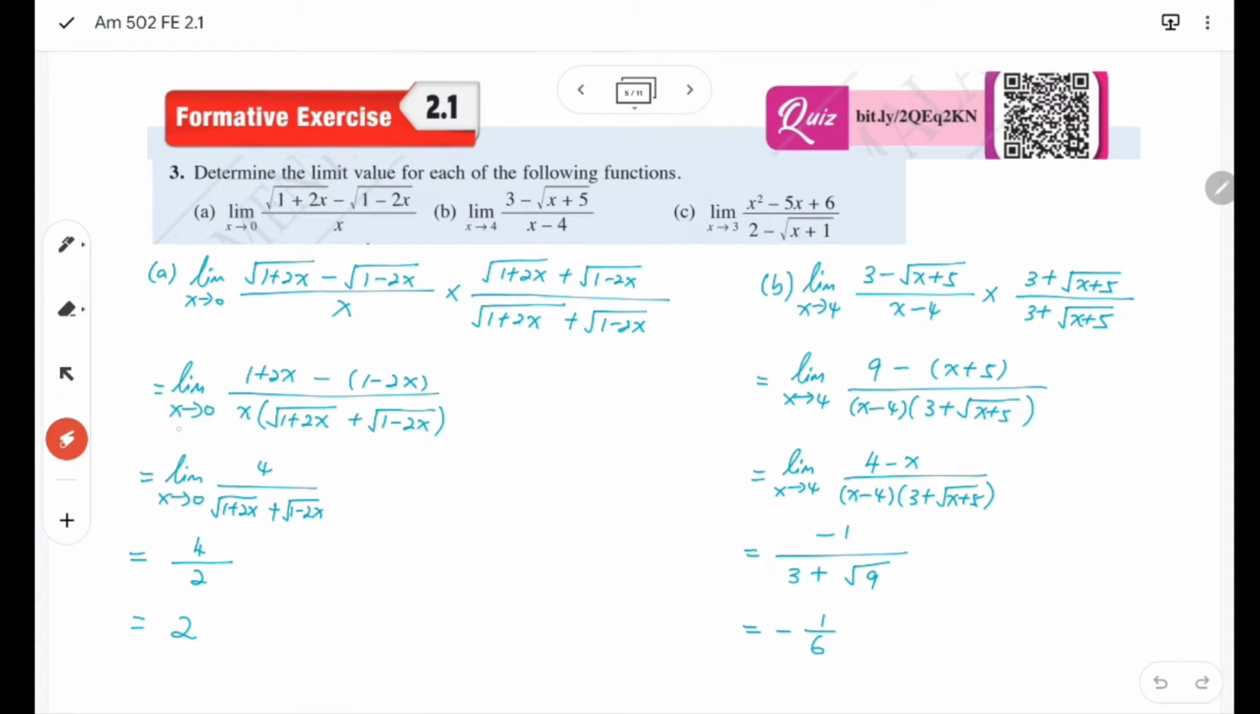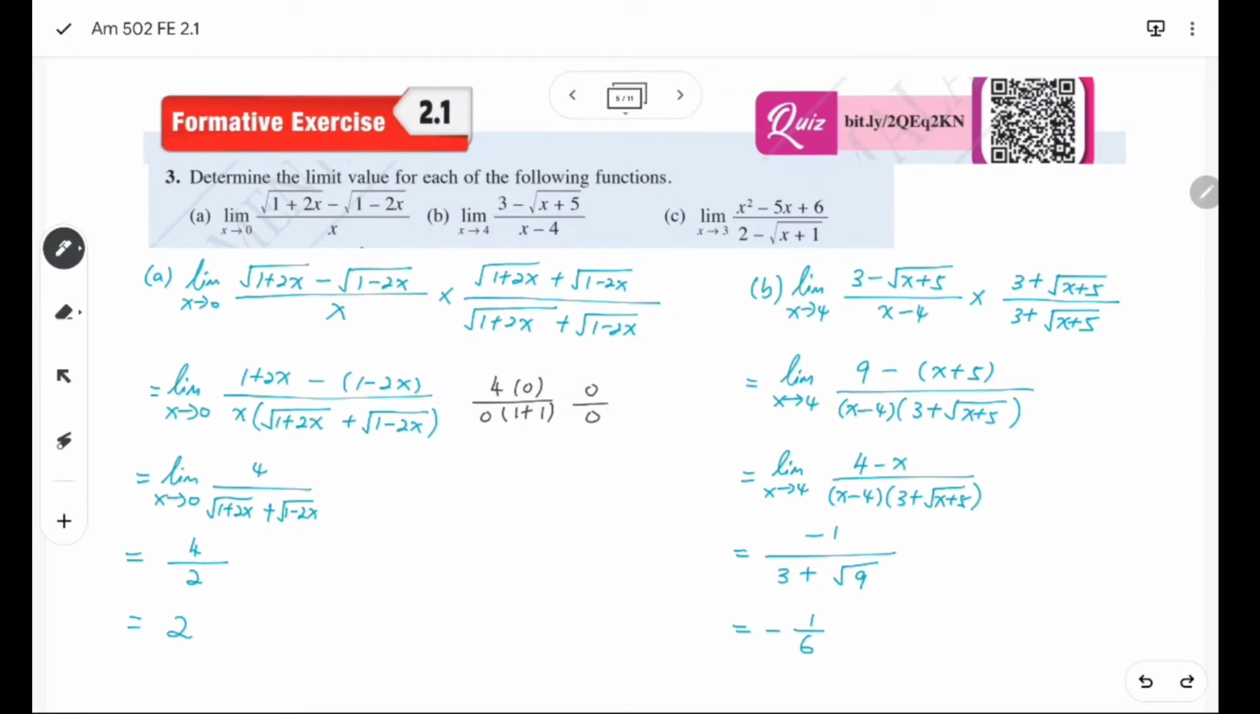Then we try to substitute the 0 inside, okay? So we get 1 plus 2 times 0 minus 1 plus 2 times 0. So we get 4 times 0, divided by 0 times 1 plus 1, right? So we still get 0 divided by 0.